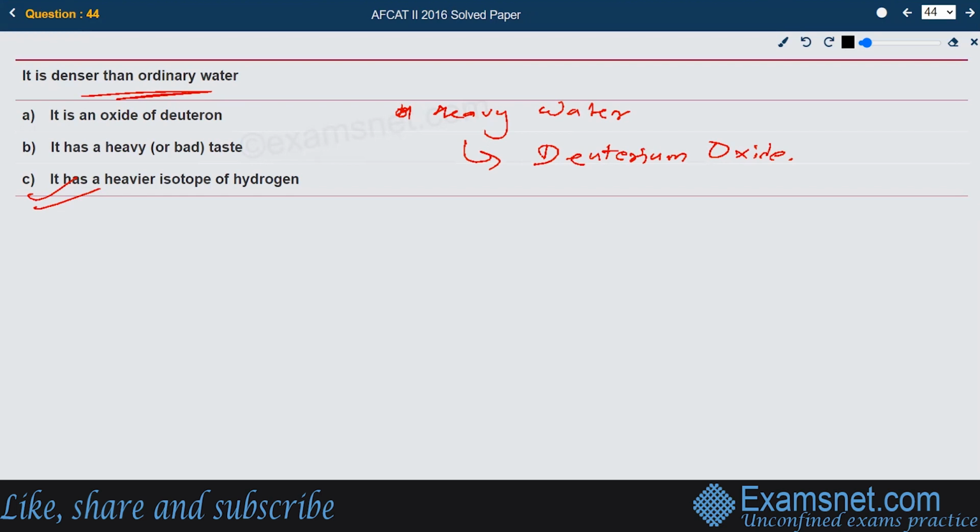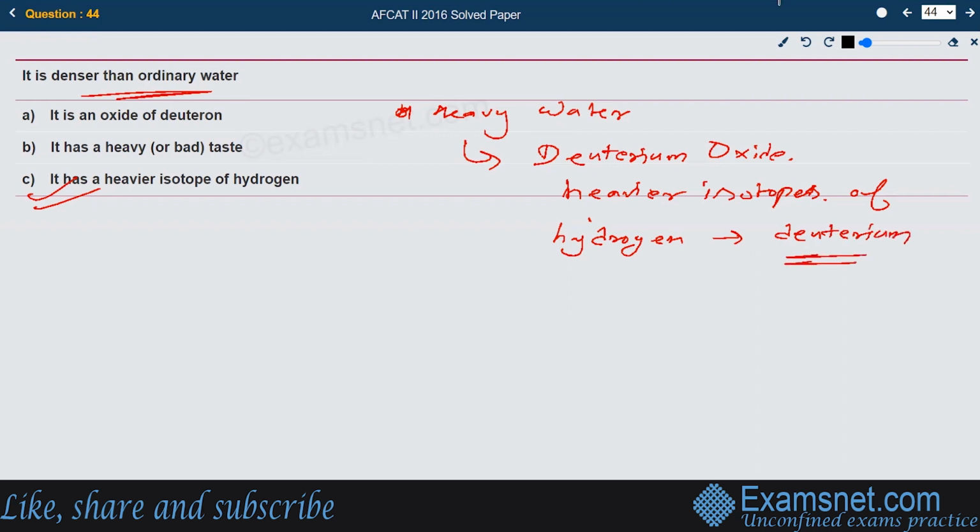Why is it called heavy water? It contains the heavier isotope of hydrogen, which is called deuterium. So that is the right answer. Water heavier than ordinary water is called heavy water, which is nothing but a heavier isotope of hydrogen. Option C is right.